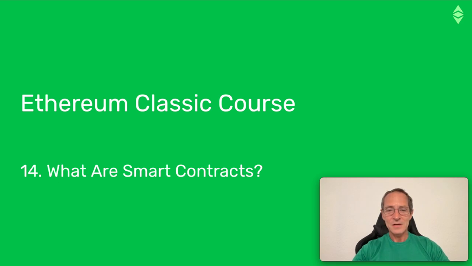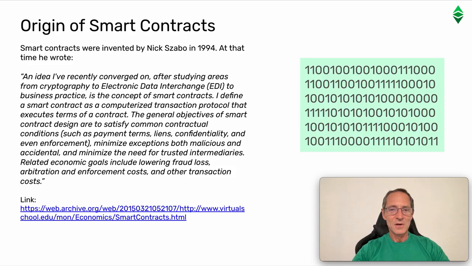This is the Ethereum Classic course, Class 14, What are Smart Contracts? Origin of Smart Contracts. Smart contracts were invented by Nick Szabo in 1994.